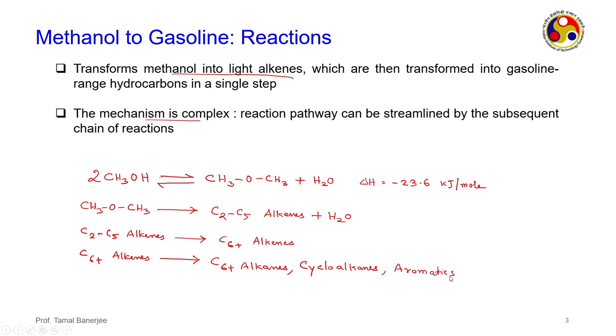So essentially, if I want to divide this reaction pattern, let us say this is part A and this is part B. Part A is the conversion of methanol into an equilibrium mixture of methanol, dimethyl ether and water. This is done in one reactor. The remaining reactions, that is conversion of dimethyl ether to alkenes, then lower alkenes to higher alkenes, and finally higher alkenes to alkanes, cycloalkanes and aromatics, all take place in what we call the gasoline synthesis reactor. So B is the gasoline synthesis reactor.